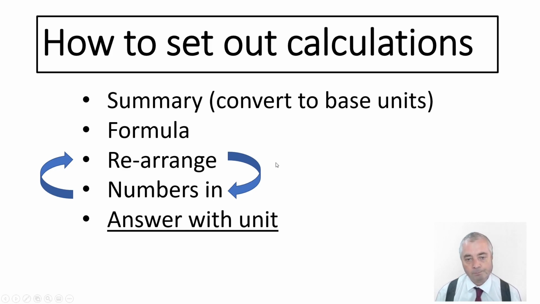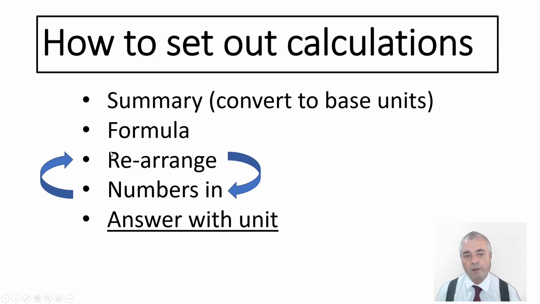Now, once you've written the formula down, you need to make sure that the formula is giving you the quantity that you're trying to calculate. So you're going to need to rearrange the formula. And it's best practice to rearrange the formula before you substitute the numbers in. But actually at GCSE, it doesn't matter which way round you do it.